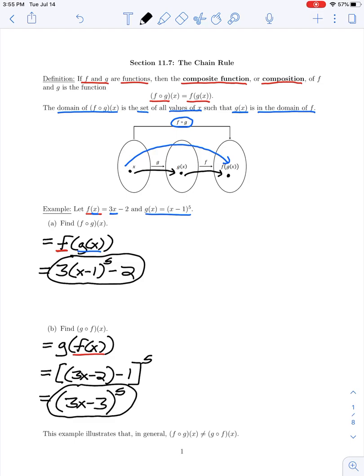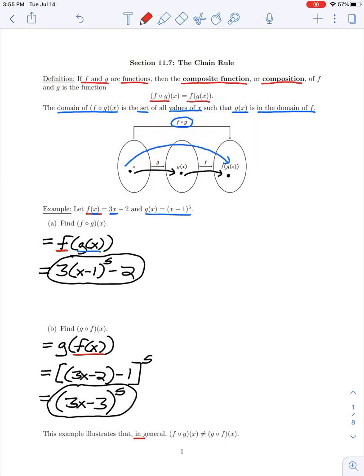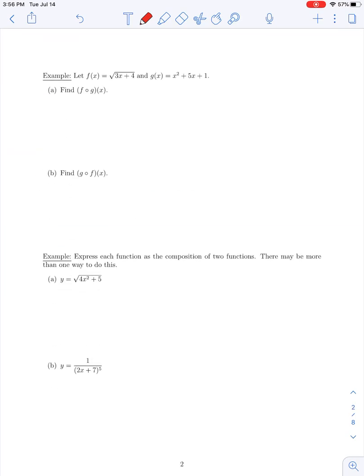As we can see, if we compare our results from part A and part B, in general, the composition of f with g is not equal to the composition of g with f. That is, the order of this composition is important. So let's look at some other examples.